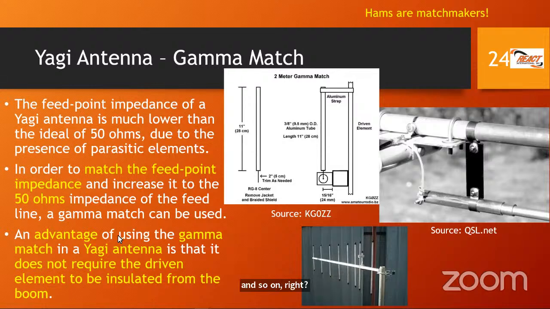And just for the exam, we also need to note that we do not need to insulate the driven element from the boom when we are using a gamma match construct, right? That's an exam question. No need to insulate the driven element, this main element. In this case here, this is the main element, the driven element. The rest are parasitic elements, right? You have the reflectors and you have directors, but the driven element is what we're talking about. You do not have to insulate it from the boom if you're using the gamma match.